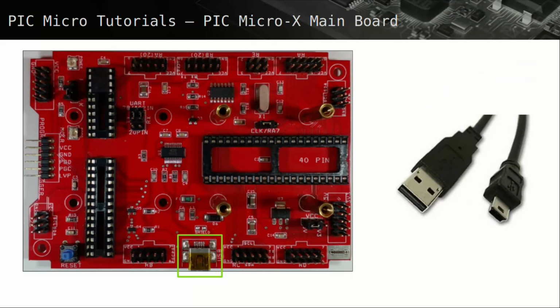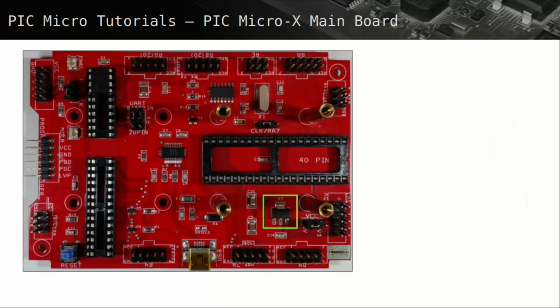Now that the sockets and main board header pins have been covered, let us look at some of the other features of this board. Here, the mini USB socket can be used to power the board from a computer USB port or external USB power supply unit. If a programmer, such as the PICKit3 or PICKit4, is set up to supply power, then this mini USB port is not used.